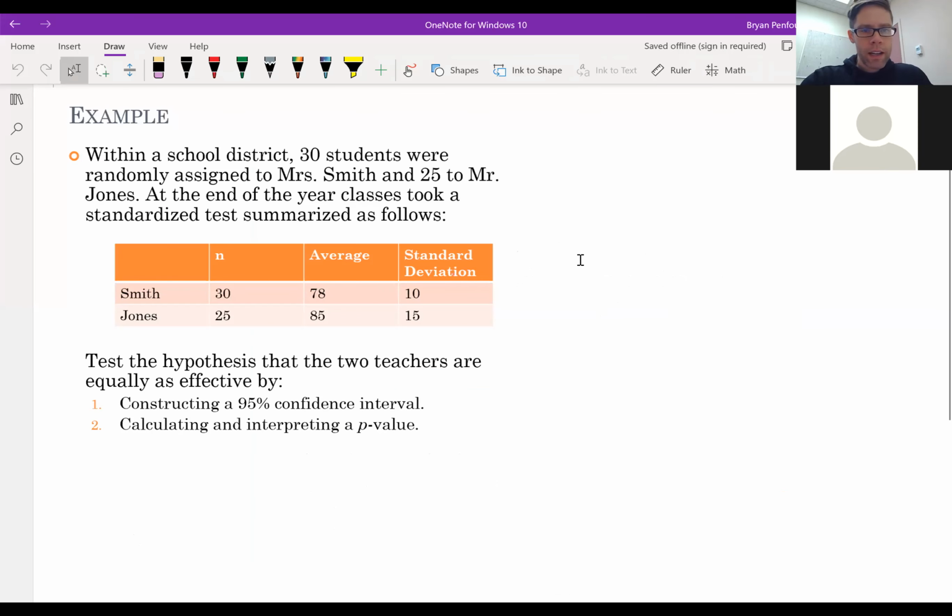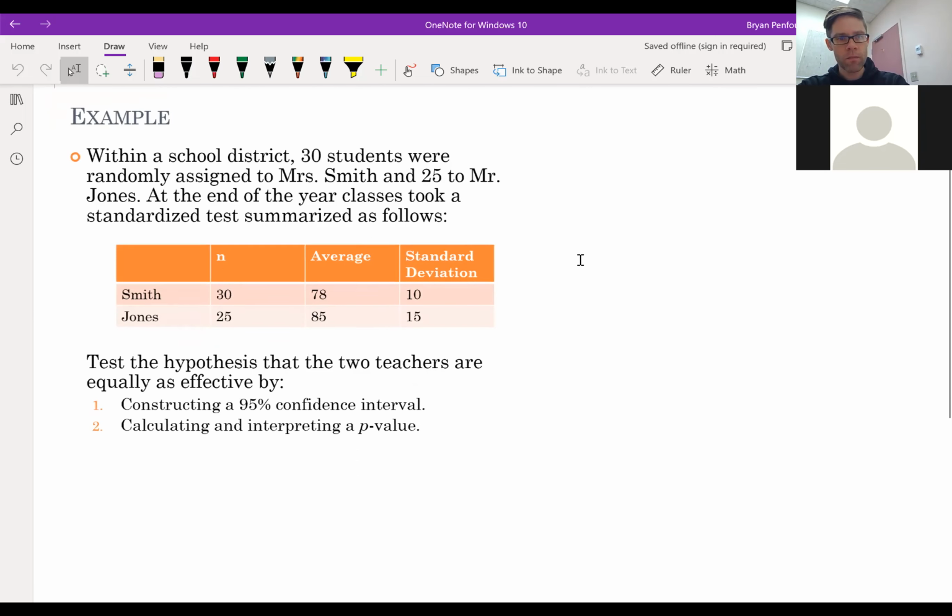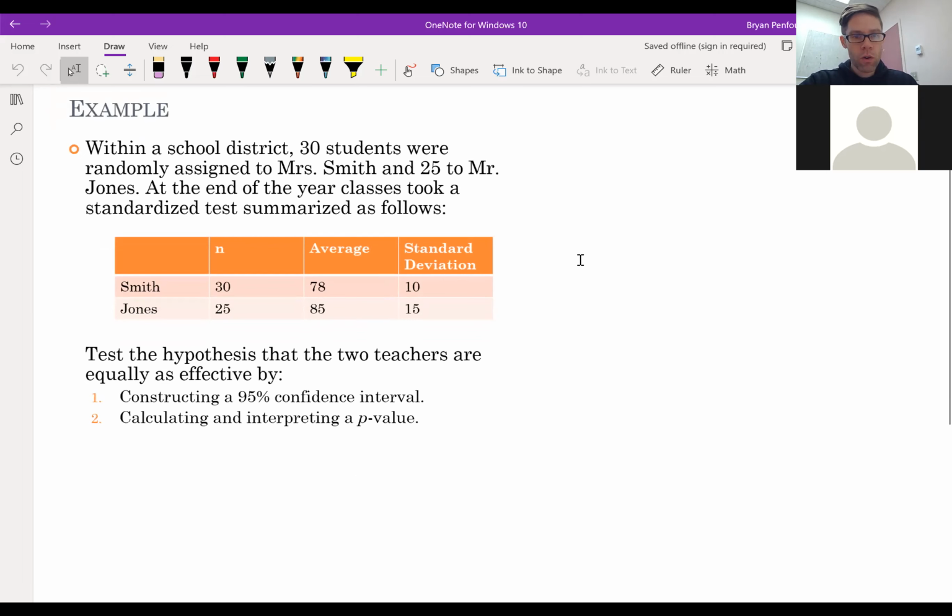Okay, so we are in a school district and we have 30 students assigned to group 1. Group 1 we're going to call Mrs. Smith. 25 students are assigned to Mr. Jones. We're going to call that group 2. At the end of the year, the classes take a standardized test. So we're going to assume that that standardized test looks the same for all students and that the scores of the test are summarized below.